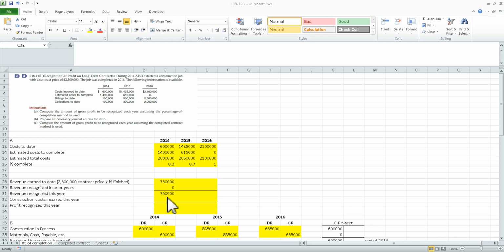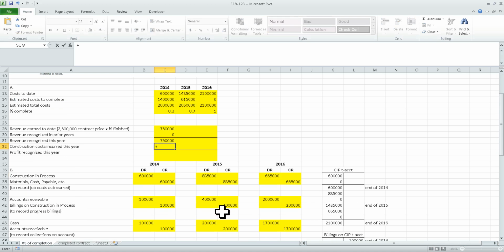Okay, so we had earned $750,000 of revenue to date, and we're going to report that much of revenue on our income statement this year. Construction costs incurred this year, based upon our journal entry below, were $600,000. So the amount of profit that we're going to recognize this year is simply the difference between revenue to be recognized less construction cost incurred, or $150,000.